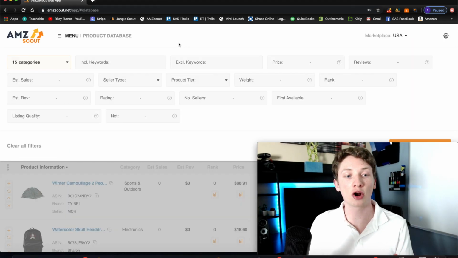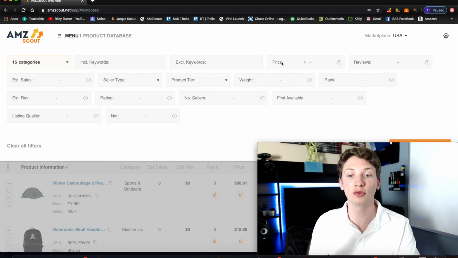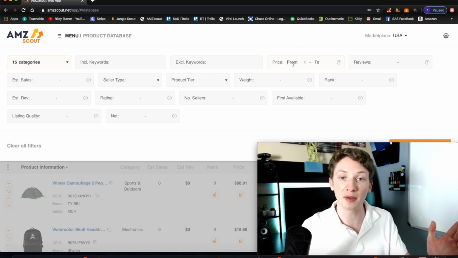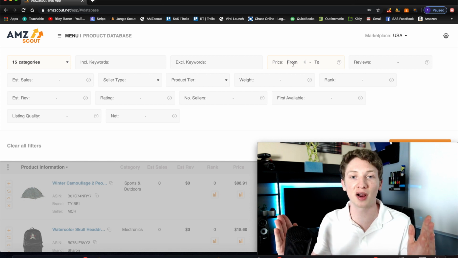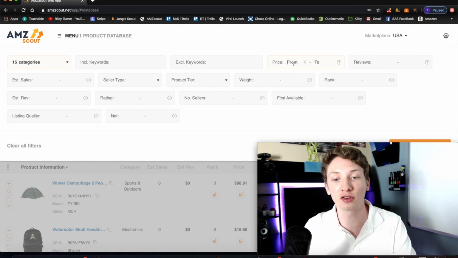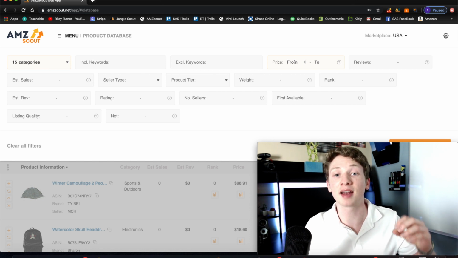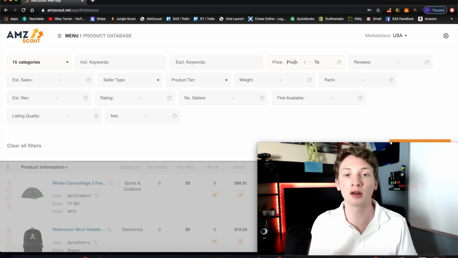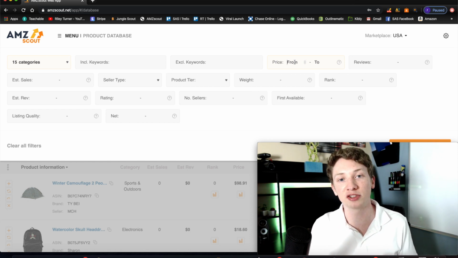Okay, now we got our categories down. The next thing we're going to go to is right here, and that is going to be price. So we're going to set a price where it goes from a certain price to a certain price, and we want it anywhere in between those price ranges. So the first part is we want a price that's not going to be too low, because if it's too low, then it's going to be hard to make a profit on. Or if it's too low, our profit margins will be pretty small.